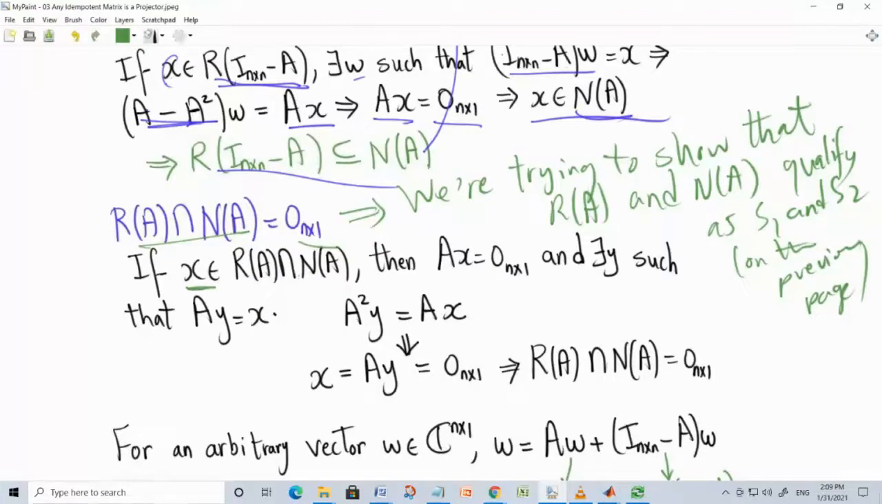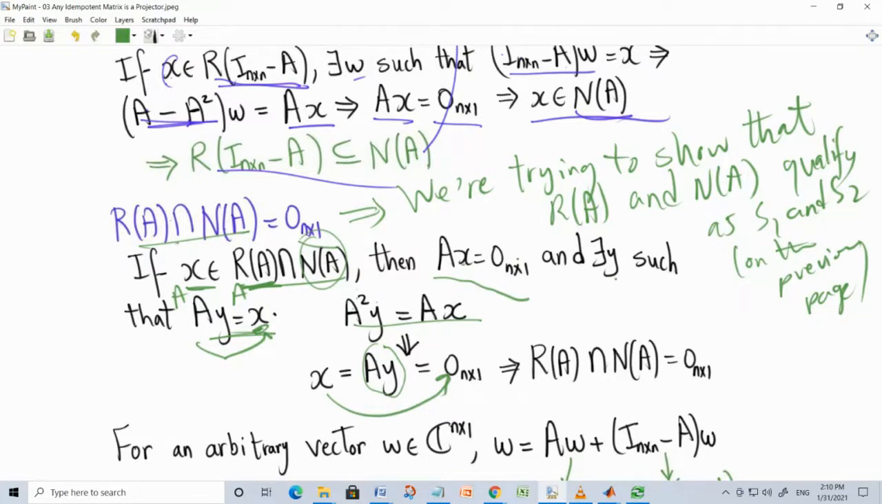Well, pick an arbitrary vector X in the intersection. If it's in the null space of A, then AX is equal to 0. And it's also in the range, so there is a vector y such that AY is equal to X. Take this equation, multiply from the left by A, then A squared y is equal to AX. But what is A squared y? A is idempotent, so A squared y is equal to AY, which is equal to X. And AX itself is equal to 0 because X also lives in the null space of A. Then we get the equation that X is the all-zero vector.